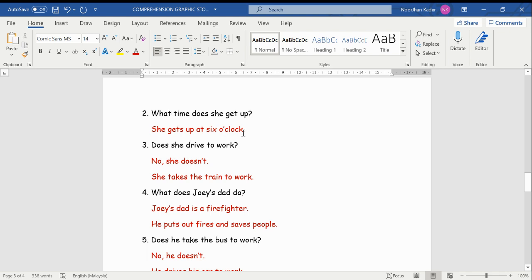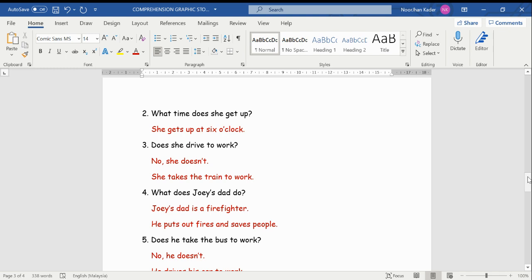Number two, what time does she get up, or when does she get up? She gets up at 6 o'clock. But why can't you use when does she get up? Because then the answer will be she gets up in the morning. So you want to be precise, you ask what time does she get up? So she gets up at 6 o'clock. Number three, does she drive to work? No, she doesn't. She takes the train to work.